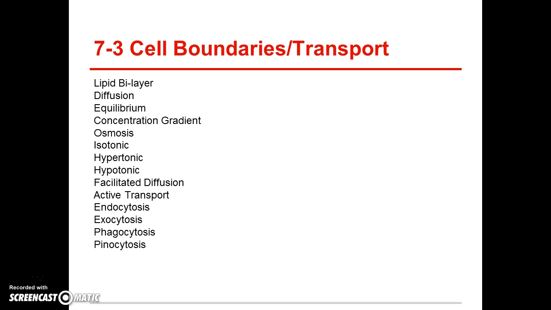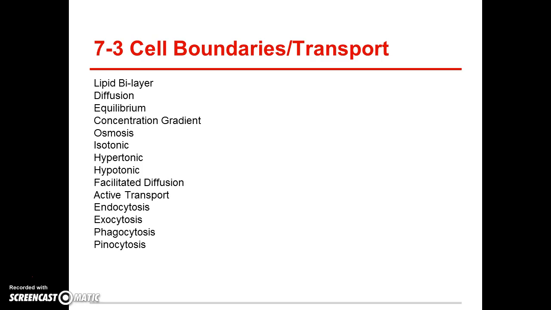You guys know the cell boundary is either the cell wall or the cell membrane. We're going to talk specifically about the cell membrane. This is the guy who lets things in and out of the cell. So we're going to talk about how things do go in and out.